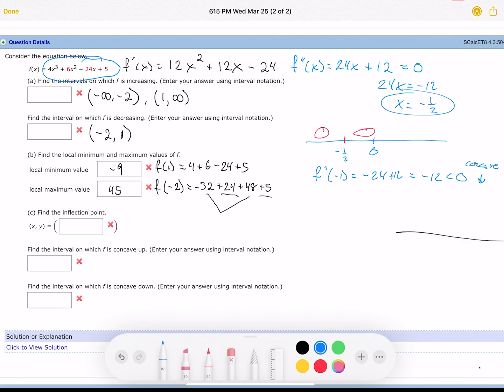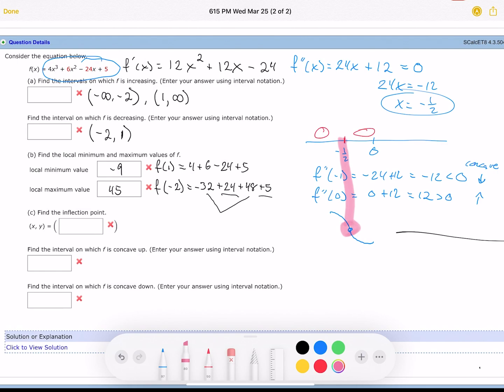And then let's test an x value that's to the right of negative 1/2. How about 0? So what is f double prime of 0? That is 24 times 0, which is 0, plus 12. I don't care that it's 12. I care that it's greater than 0, which means it's concave up. So we're changing from being concave down to concave up, which means that that is an inflection point. And when does it happen? It happens when x equals negative 1/2.